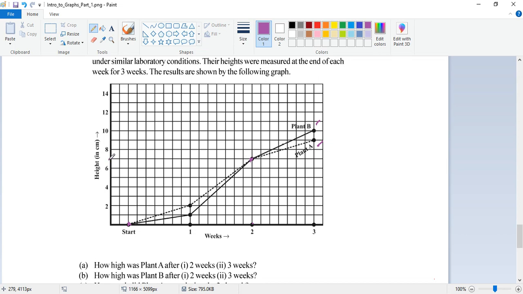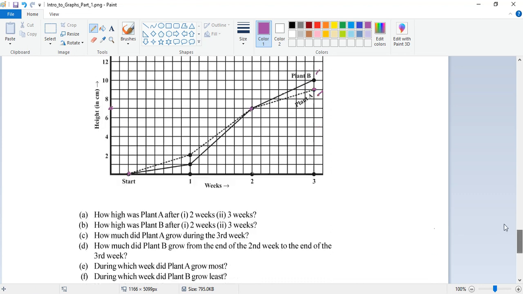7 centimeter. And in 3 weeks, it is this one, right? 9 centimeter, correct? So in 2 weeks it is 7 centimeter, and after 3 weeks it is 9 centimeter. Now how high was plant B after 2 weeks and 3 weeks? For plant B, in 2 weeks it was the same, 7 centimeter, right? But after 3 weeks plant B was 10 centimeter, right?